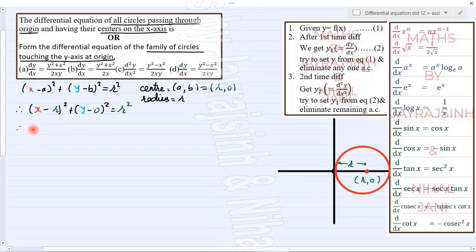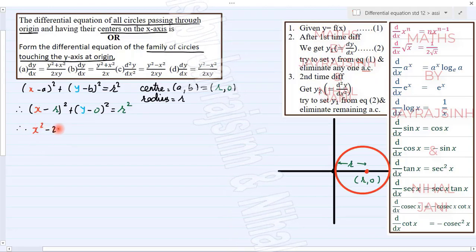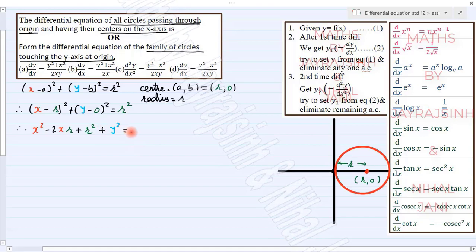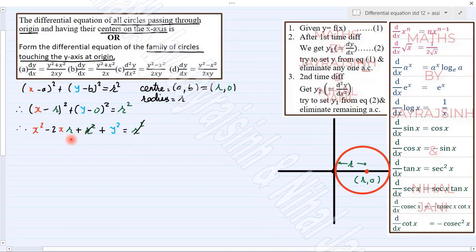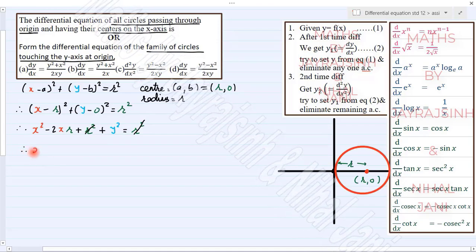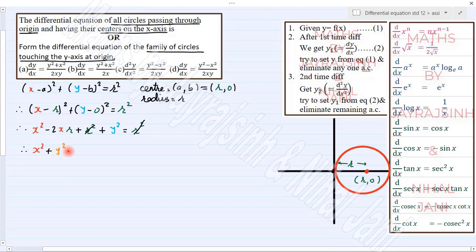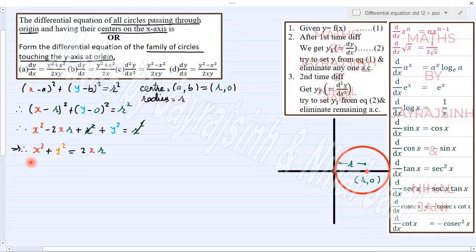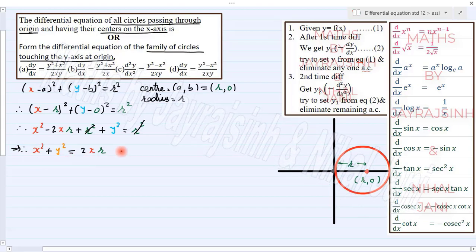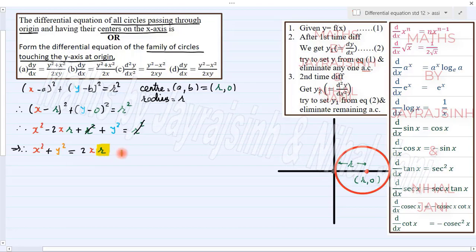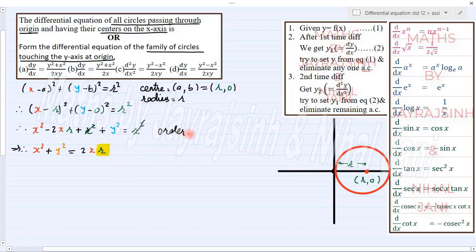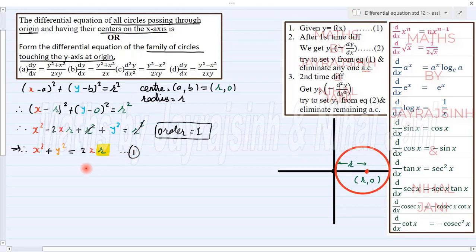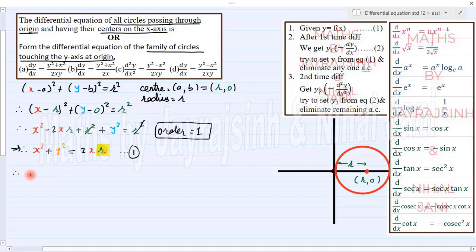Now, we can simplify this as x square minus 2xr plus r square plus y square is equal to r square. Now here, your r square can be cancelled out and we will get x square plus y square is equal to 2xr. So, finally, we get the simplest form of the equation of our family of curves, in which the arbitrary constant is r. So, we can say the order of our differential equation must be 1. So we are allowed to differentiate only one time. Let's say this is your equation number 1 and let's differentiate our equation with respect to x.